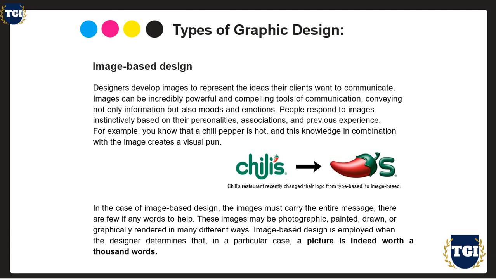So, designers develop images to represent the idea their client wants to communicate. Images can be incredibly powerful and compelling tools of communication, conveying not only information but also mood and emotion. Now, people respond to images instinctively based on their personalities, association, and previous experience. For example, you know that a chili pepper is hot, right? And this knowledge in combination with the image creates a visual punch.